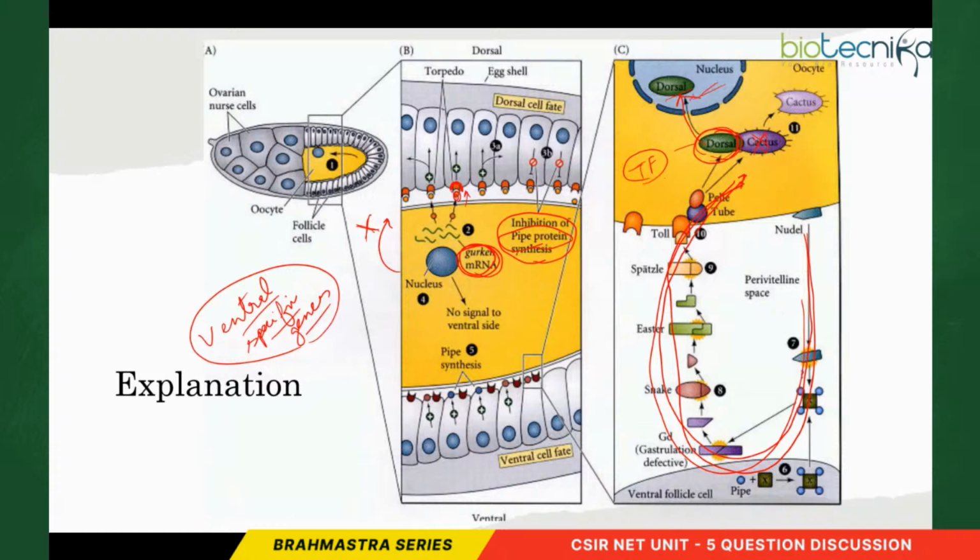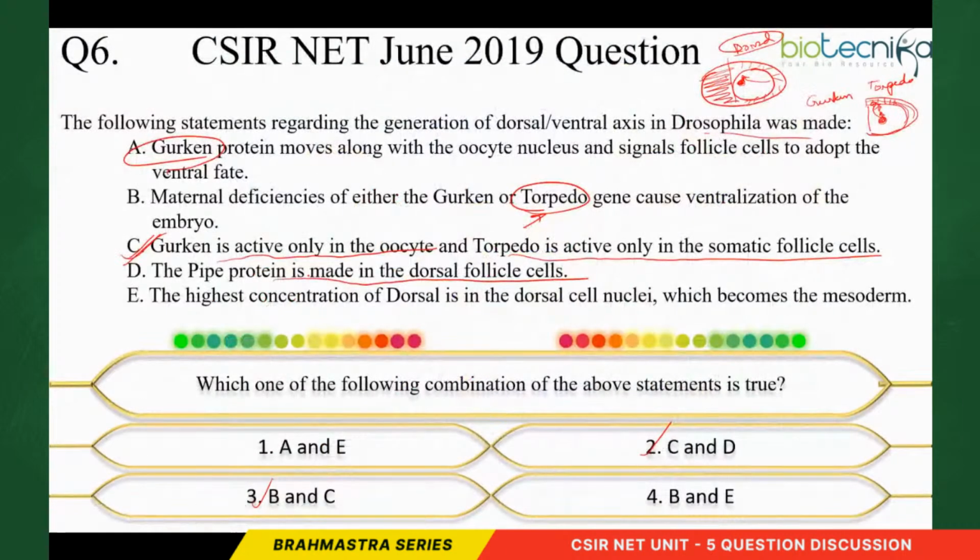But where is this possible? In the ventral side. Obviously, ventral specific genes should be expressed in the future ventral side, where pipe protein will be present. Now, at the dorsal side, pipe protein is inhibited because of Gherkin signaling, right? So, there the cactus cannot be degraded and dorsal will not be free. So, dorsal will not be able to enter the nucleus at the dorsal side, because of which ventral fates will not be there and the cell will go for dorsal fate.